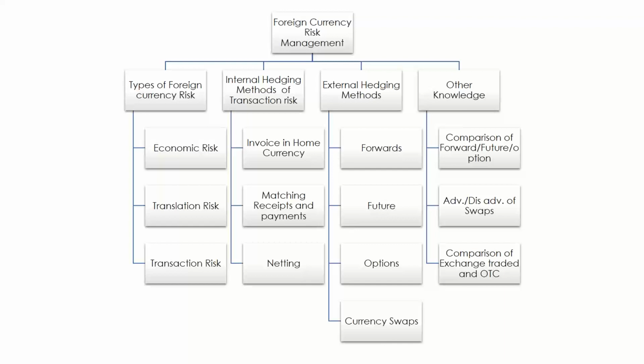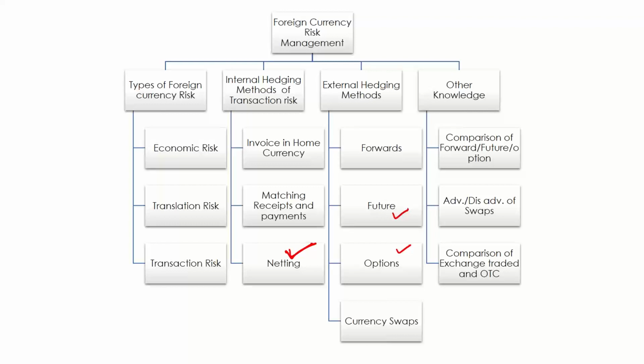Then internal hedging includes invoice in home currency, matching and netting, and the most important part is netting. So netting is very important in internal hedging. External hedging includes forward, future, option, and currency swaps. All of these are tested in the exam regularly, but the most favorite are future and options.